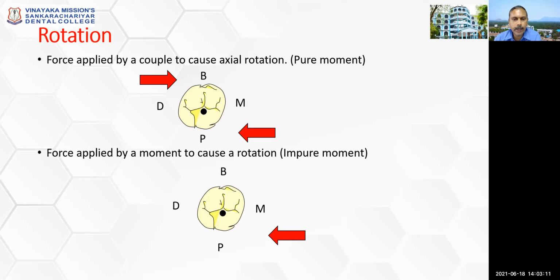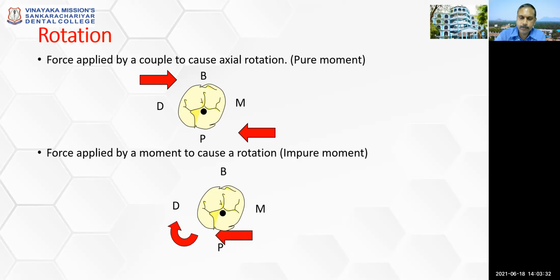simultaneously drag and rotate. So in situations where you want a dragging and the rotation to happen, you apply a moment, which is an impure moment that causes a dragging and rotation. You want a pure moment, axial rotation, you apply a couple.